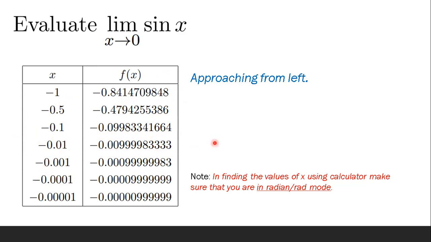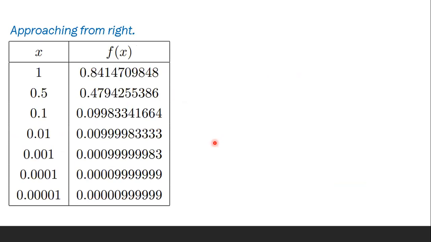Now let's approach 0 from the right. So here is the table approaching 0 from the right. Knowing that 1 is located on the right part of 0, I chose 1. Since 1 is very close to 0, as x approaches 0, we go from 1 to 0.5 to 0.1 until 0.00001. And here is the value of our f of x.